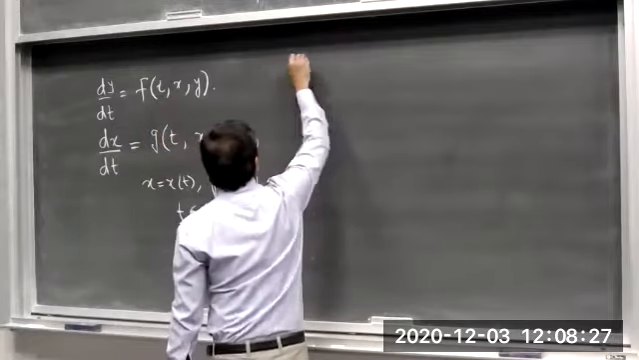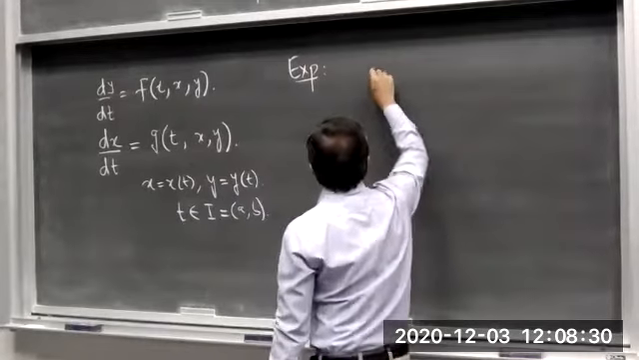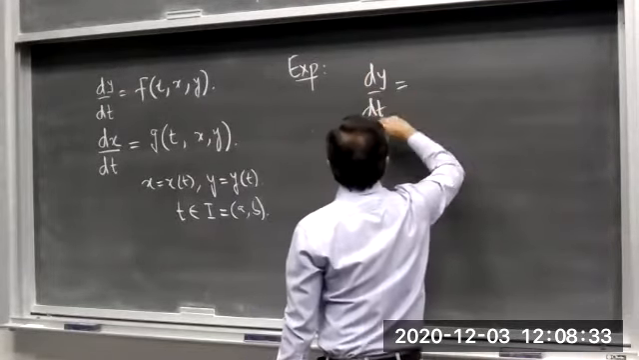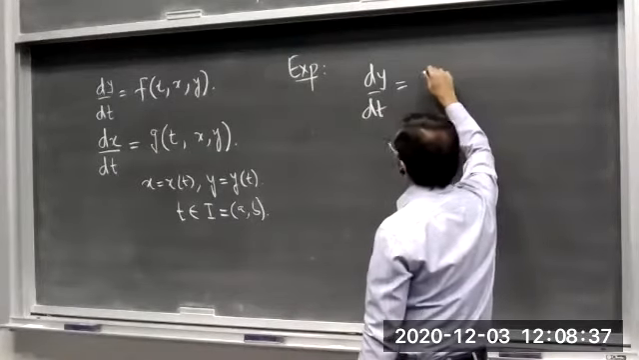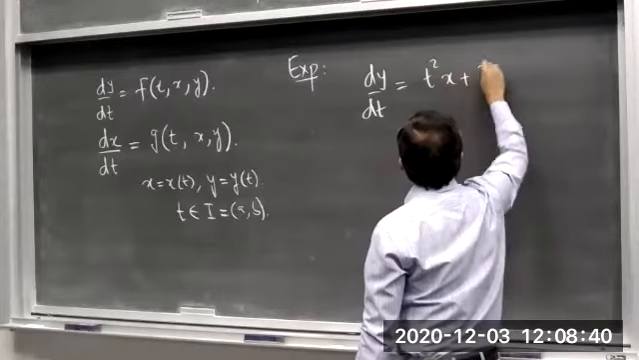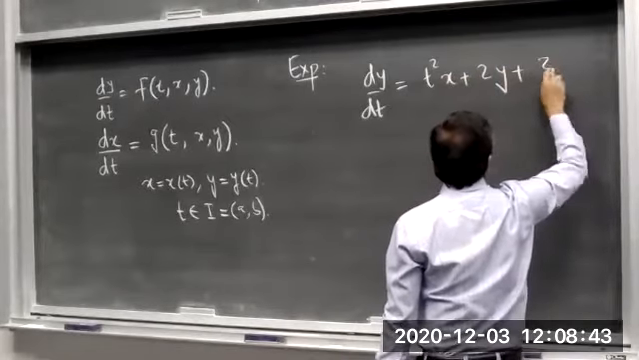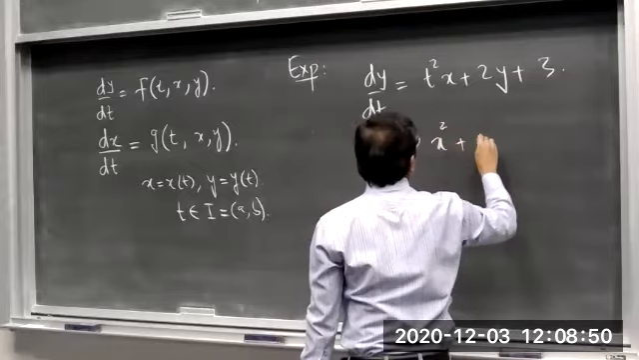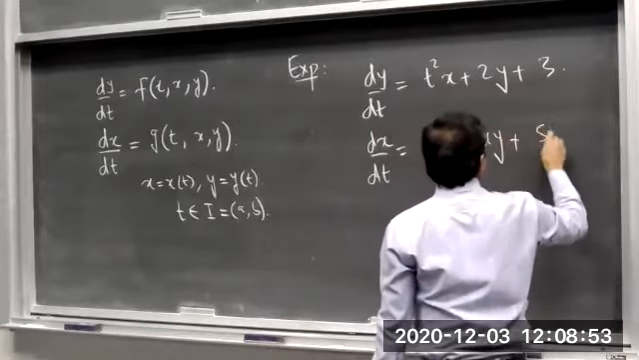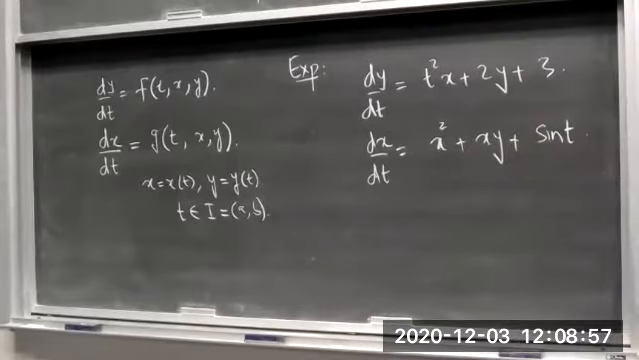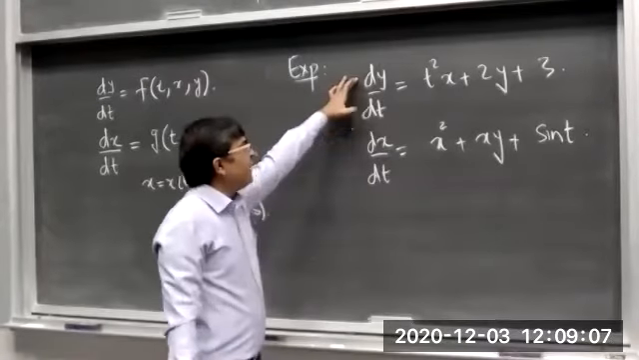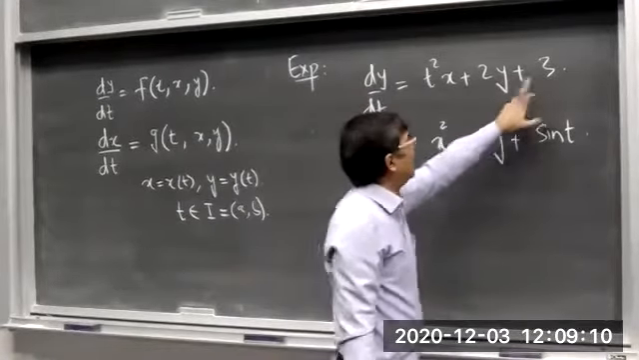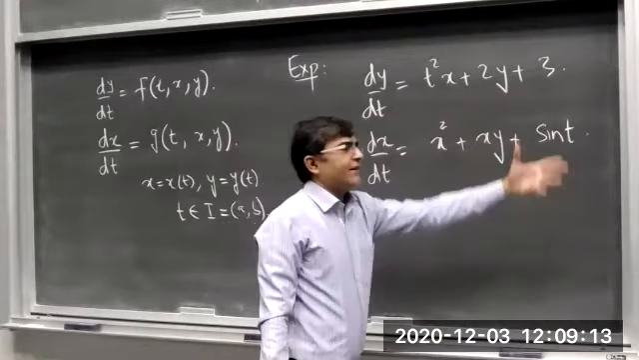For example, let us write an example of this. dy/dt is equal to t squared x plus 2y plus maybe 3, and dx/dt is equal to x squared plus maybe xy plus sine t. So this is an example of a system of first order ODEs, and this system contains two first order ODEs: dy/dt equals t squared x plus 2y plus 3, and dx/dt equals x squared plus xy plus sine t.